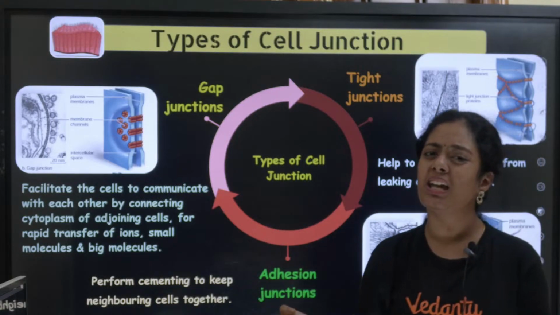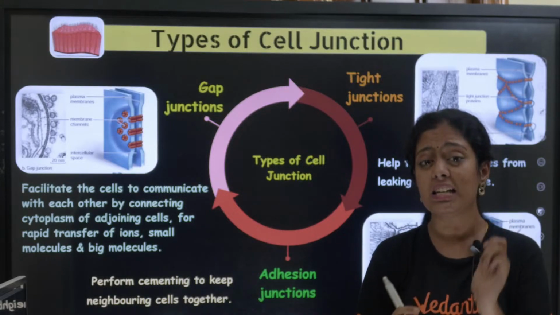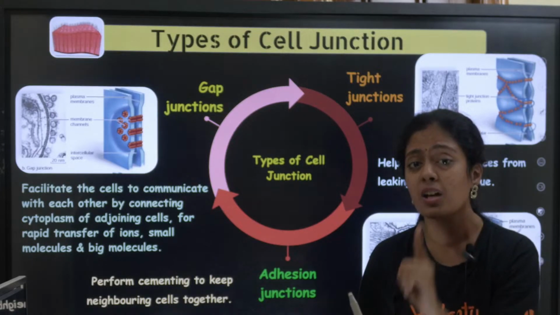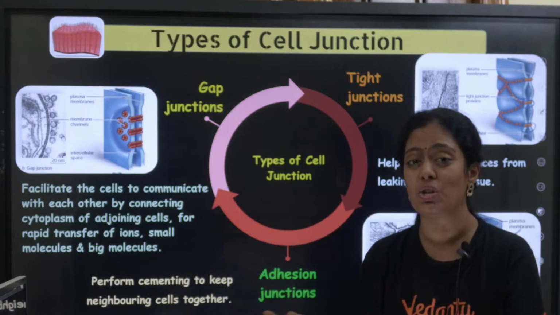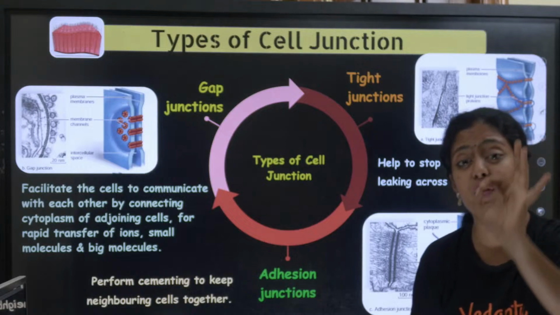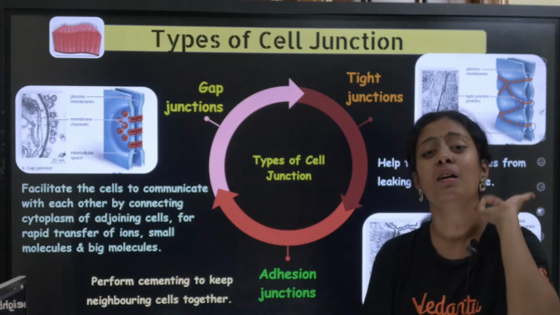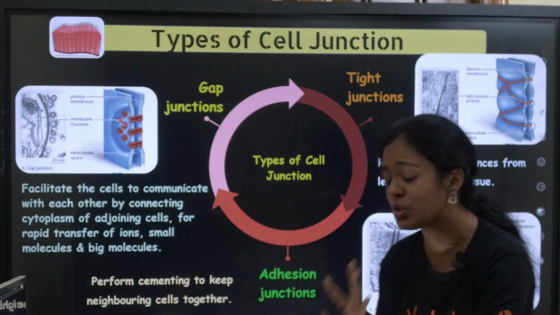Ma'am, then why does communication happen? You say there should be no leakage, so how does communication happen? See, the substances which leak could be harmful to the other cell, or something the cell does not need at all. But the substances transported through the gap junction are very vital for the survival of the other cell. Yes, very good. It stops leaking.